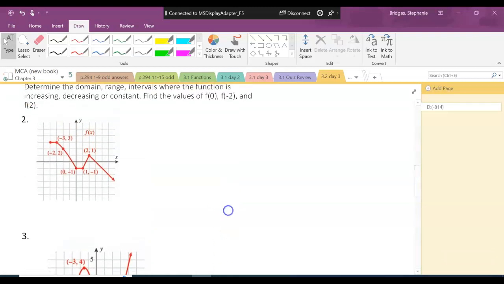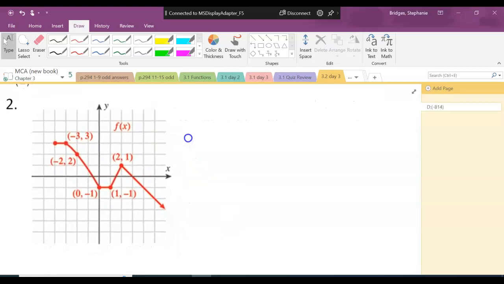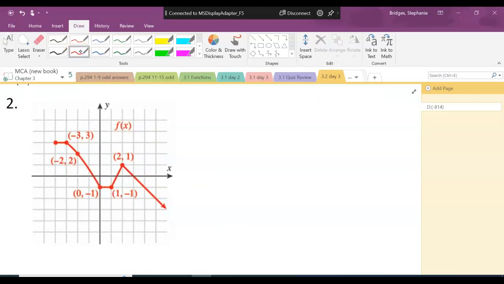All right, let's take a look at number 2. Again, we're doing the domain, the range, increasing, decreasing, constant, and finding the values of f of -2, 2, and 0. So let's start with the domain. Does it go forever left to right? No. What's the first piece it reaches on the left? -4, because this last ordered pair right here is not actually listed, so you have to figure out what that is, which is -4.